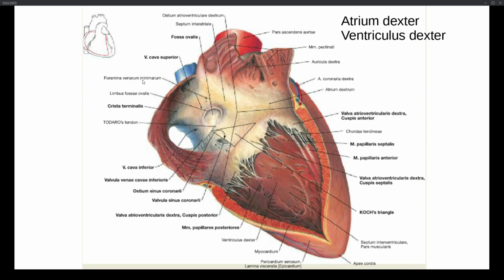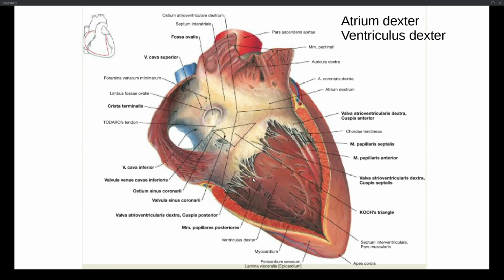The foramina venarum minimarum, for example, are just like little vessels that stem from the coronary blood vessels and go directly, circumventing the sinus coronarius, but they are not really relevant right now. So over here we have the valva atrioventricularis dextra. Again, this is the valve preventing the blood from the ventricle to flow back into the atrium during the systole.